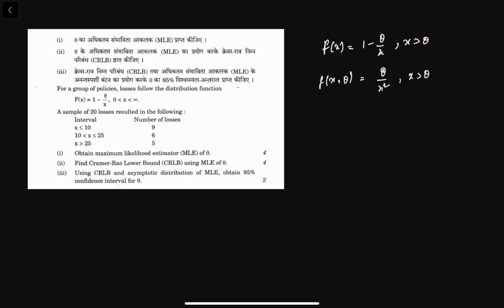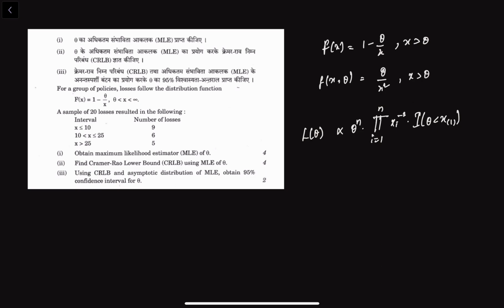Therefore, for an IID sample x1, x2 and so on up to xn, ignoring the constant factors, the likelihood L(theta) is proportional to theta to the power n, product of xi to the power minus 2, times the indicator theta is less than the minimum, because we have x greater than theta, so the minimum order statistic should also be greater than theta. So x(1) is nothing but the minimum of xi here.